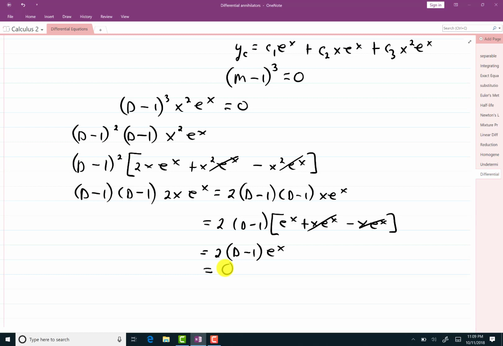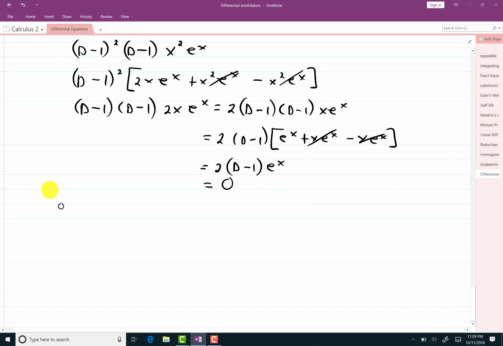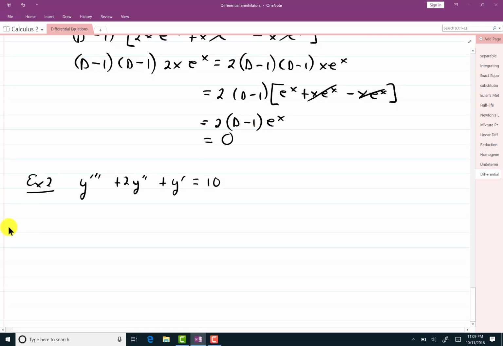All right, let's actually do some examples to show how this solves differential equations. So let me start. I don't know what example I'm at. I think I'll do example 2. But let's say we have y triple prime plus 2y double prime plus y prime equals 10. All right, the way this process works is the following. I'm going to convert to the d notation. So this will be d cubed plus 2d squared plus d, and you put y at the end. These are all derivatives of y, equals 10.